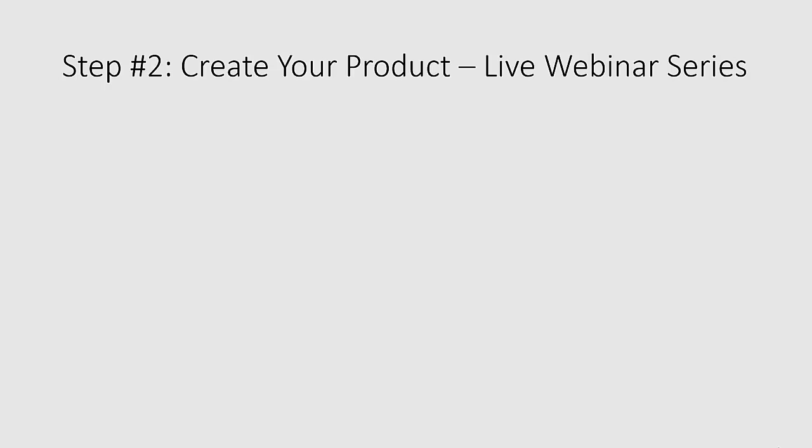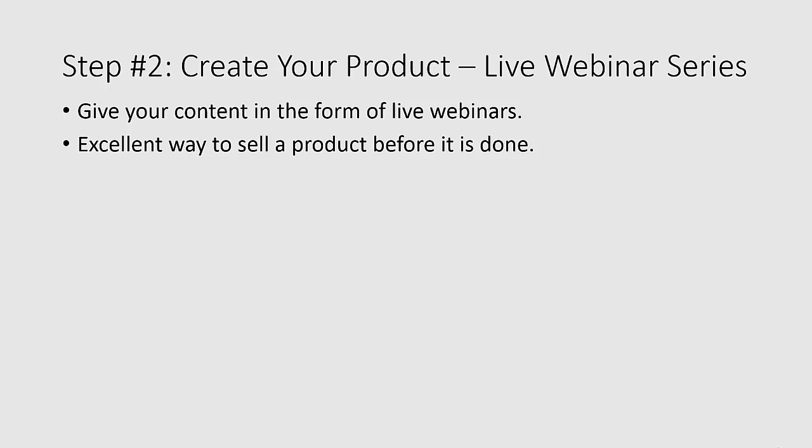Step number two, as far as creating your product goes, we've also got a live webinar series. So another part, we're still on step number two of the product creation process. We're just helping you narrow down which option you want to go with. And we're going to talk about the live webinar series. You can give your content in the form of live webinars. So you could actually do PowerPoints. It's an excellent way to sell a product before it is done.